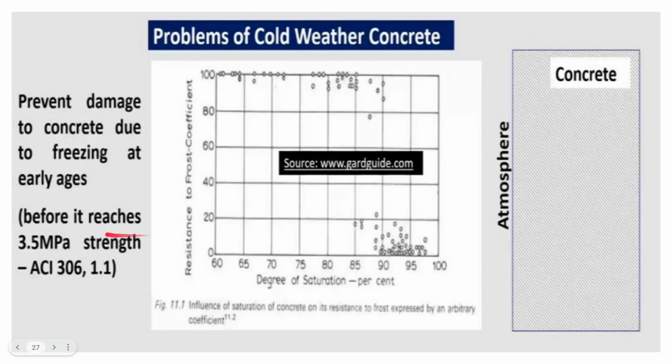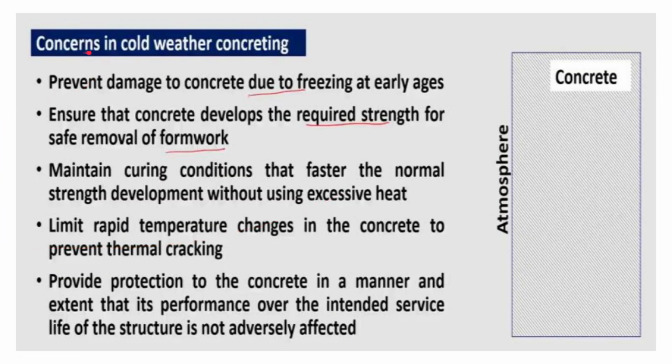As per ACI 306, if we can maintain the temperature condition of concrete till it reaches a strength of 3.5 megapascal, then we can prevent the damage of concrete due to freezing at the early stages. So that is a very important factor for preserving the strength of concrete and not adversely impacting it at early ages due to freezing.